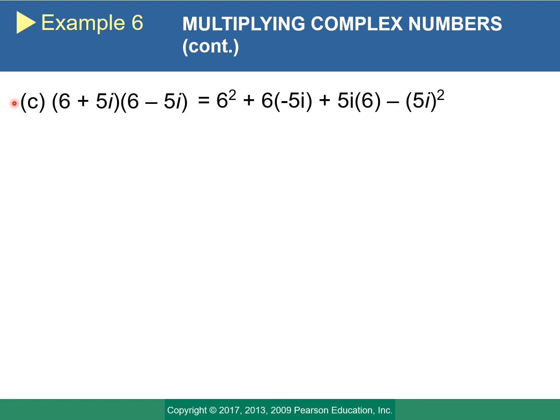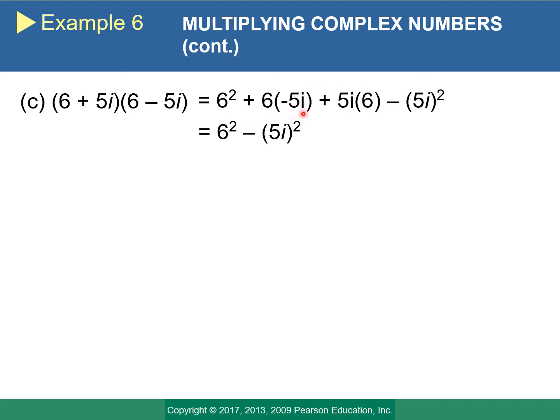Okay, so when you start the FOIL process, you have 6 times 6, and then the outer is 6 times negative 5i. The inner is 5i times positive 6. And then last is negative 5i times itself. And so look at what happens in the middle 2 terms. If you use the box method or if you use FOIL, the 2 terms in the middle, what does that add up to? 0. Okay, those terms are gone.